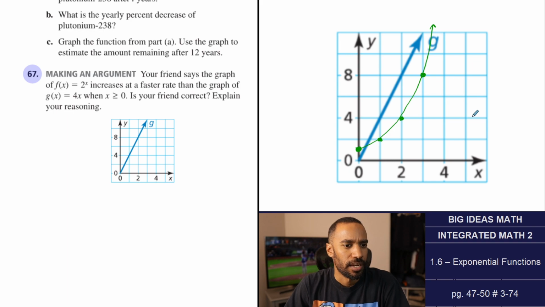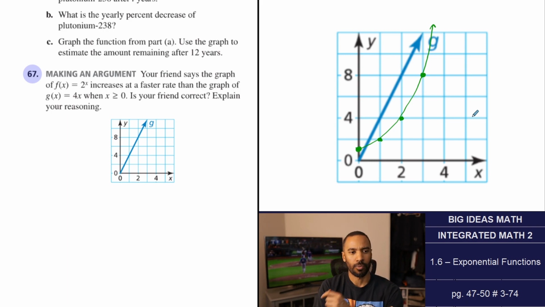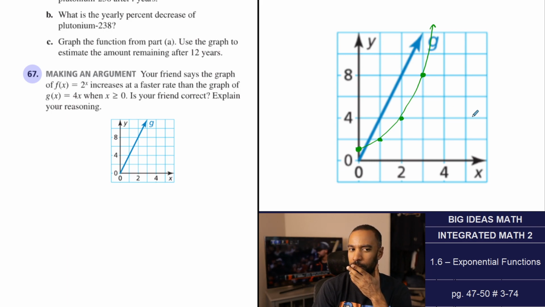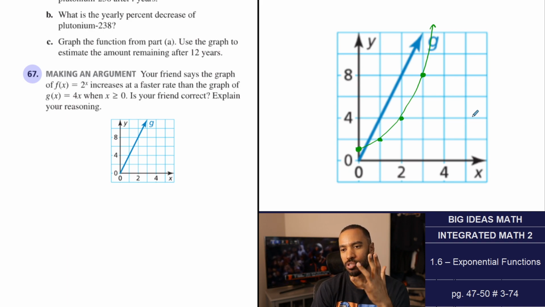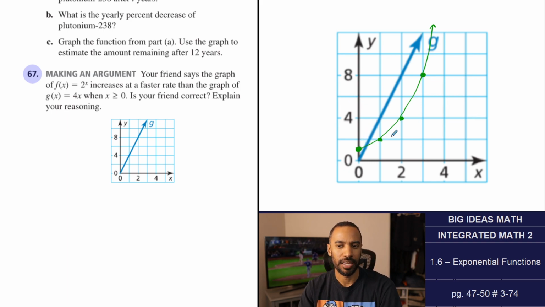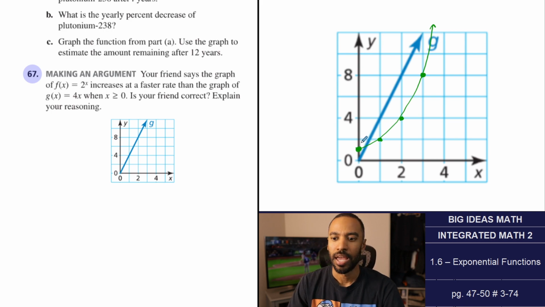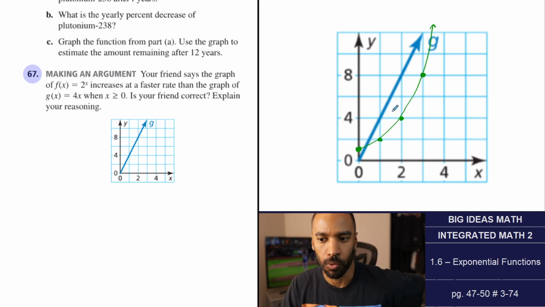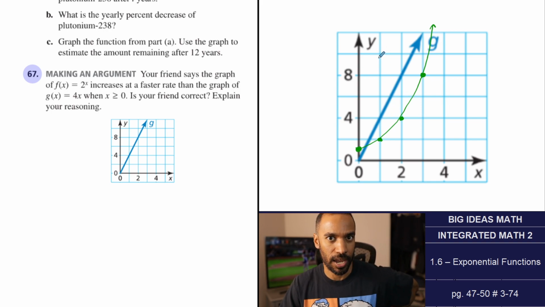Up to 16. Now, your friend says the graph of that increases at a faster rate than the graph of 4x when x is greater than or equal to 0. If they're just talking about the slope, you can tell that there are instances where that's not necessarily true. It's not about it being underneath. That's not what they're talking about. They're not talking about what the y values are. They're talking about the rate of change.